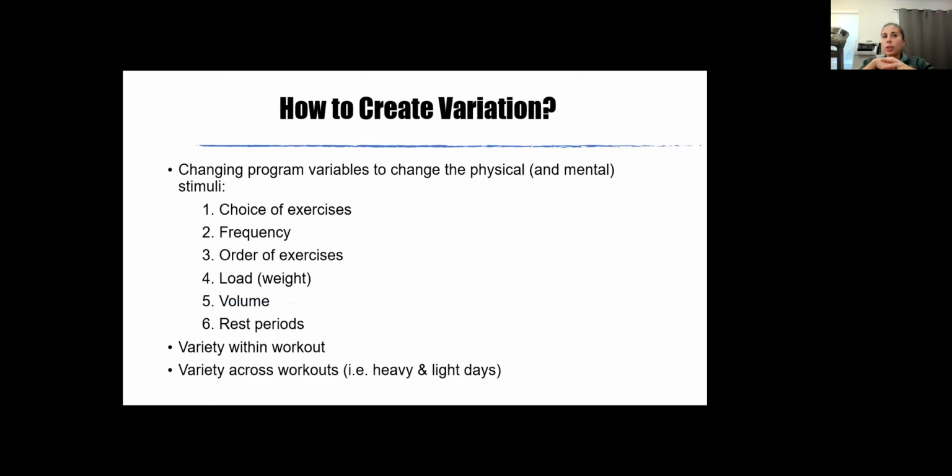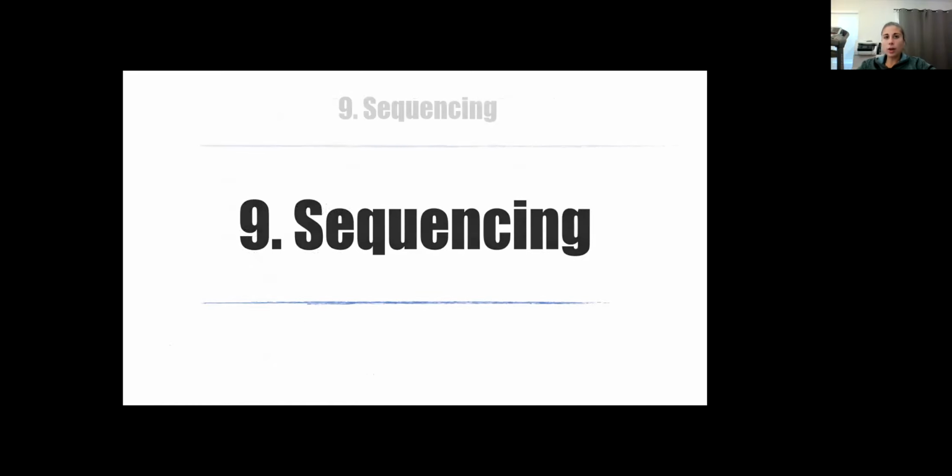So again, we're talking about this theoretically. We're not really going to apply it as much till next semester, okay? And you still need to learn a lot more resistance exercises to be able to think about this too. Okay, so let's move on to sequencing.